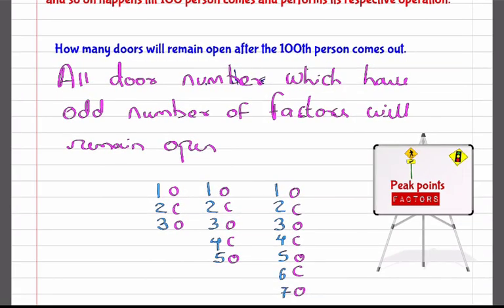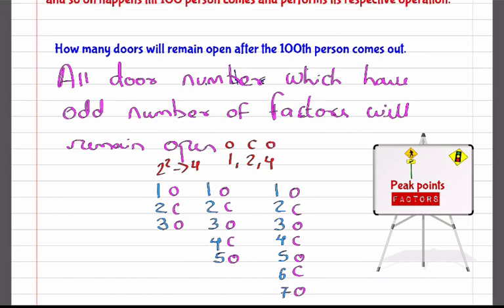Say my number is 2 square, which is 4. How many factors are there for 4? 1, 2 and then 4. So what will happen with this? Number 1 entered, he opened the door. Number 2 entered, he closed the door. Number 3, which has 4 will come and again open the door.